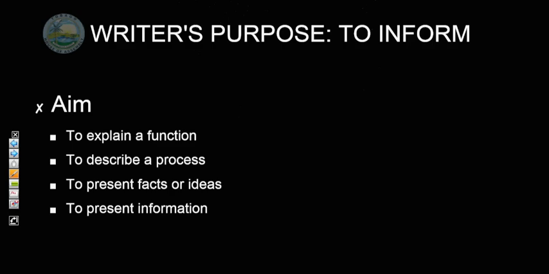The second slice of our pie is to inform. Where the writer's purpose is to inform, the aim is to explain a function, to describe a process, to present facts or ideas, or simply to present information because it's informative. Informative writing, or when you're writing to inform, is also referred to as expository writing.